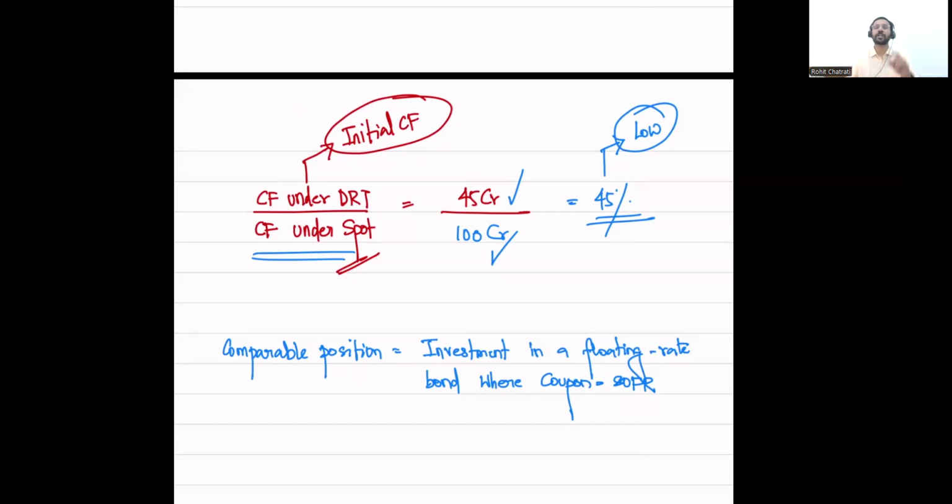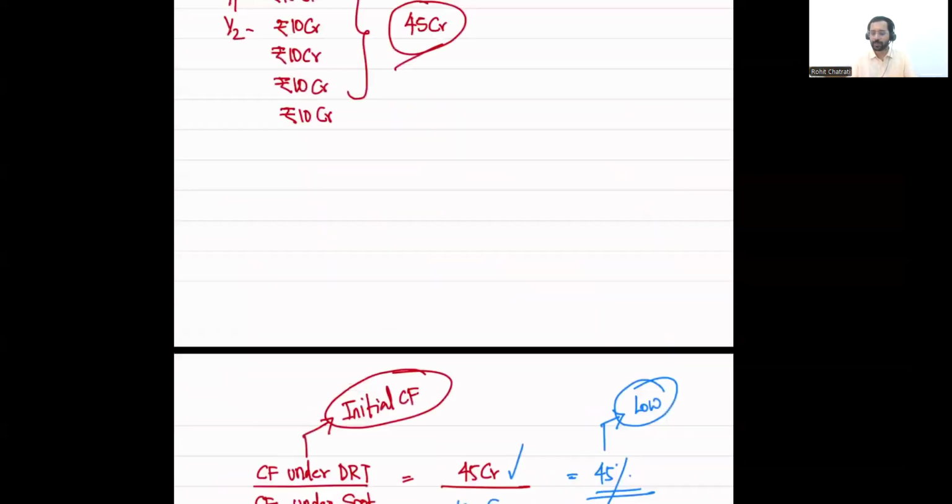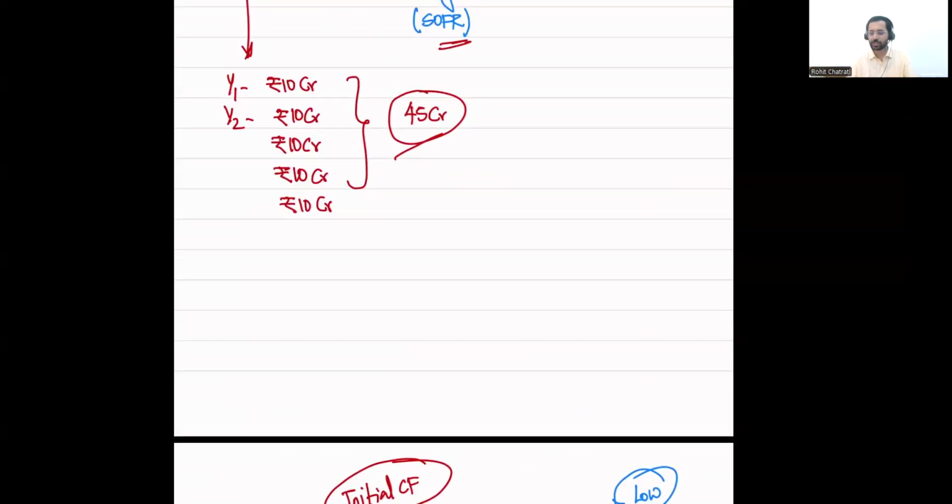All right, the initial investment under this derivative contract is the present value of the 50 crores, which I assumed to be 45 crores.